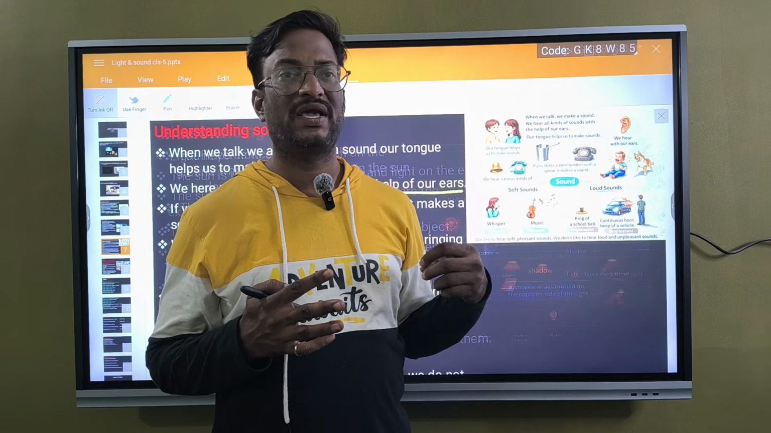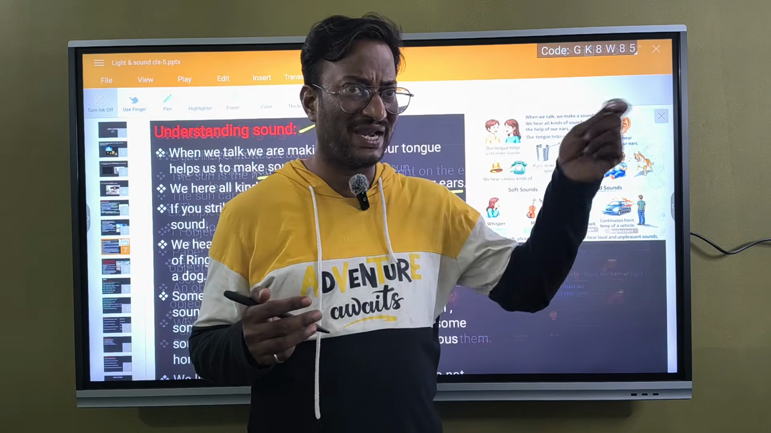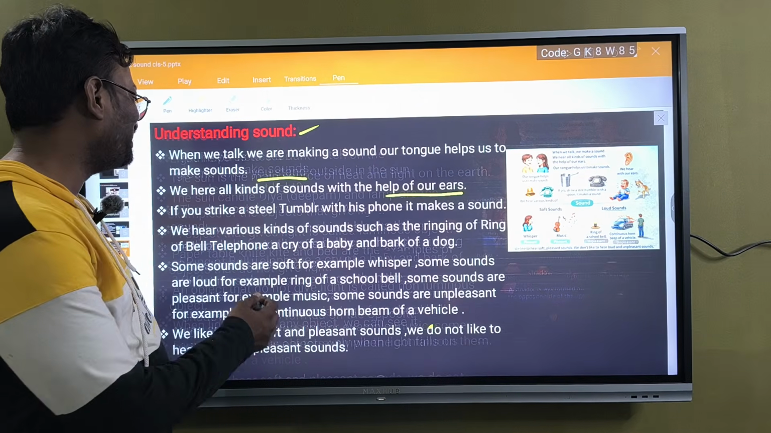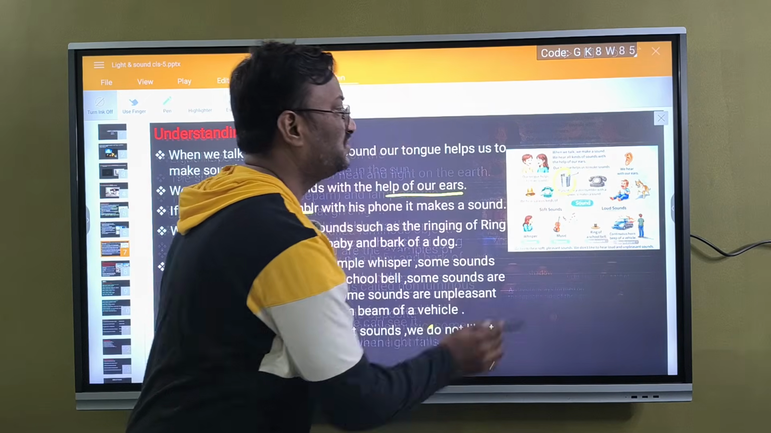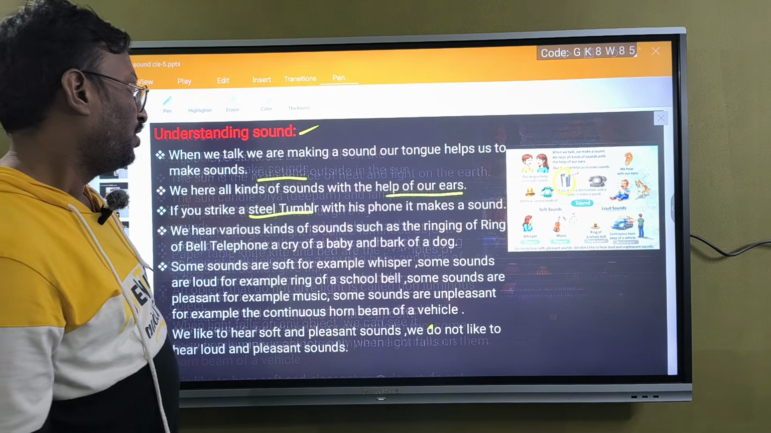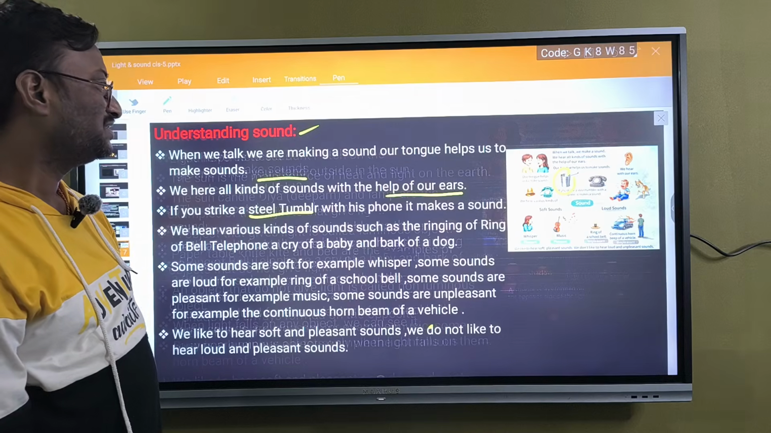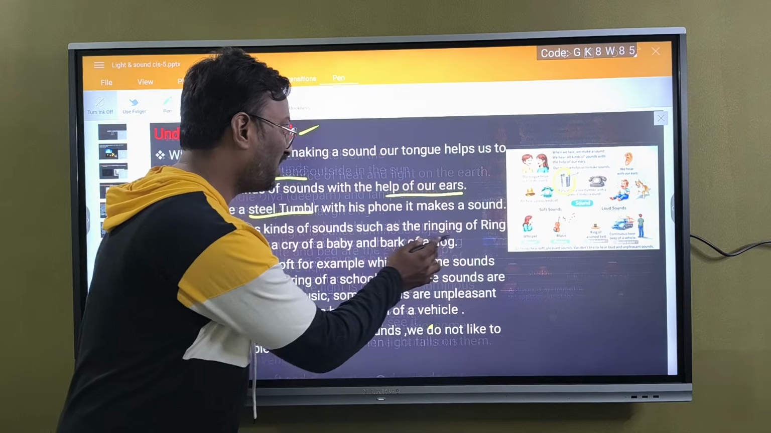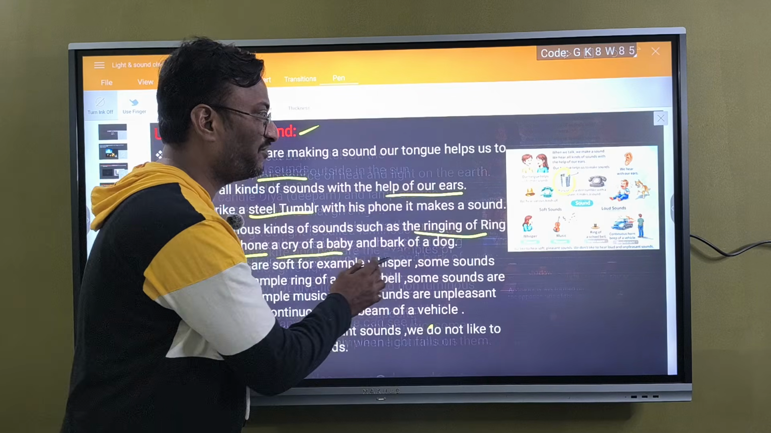With ears, we listen to different kinds of sound: talking of a person, singing of a bird, songs, vehicle sounds, bell ringing. For example, if you strike a steel tumbler, like this steel tumbler, we are going to get what is known as sound. We hear various kinds of sounds such as ringing of a bell, of the telephone, cry of a baby and barking of a dog, right?